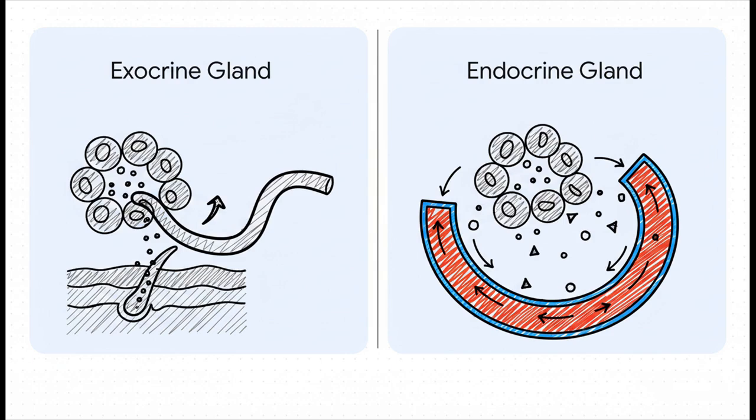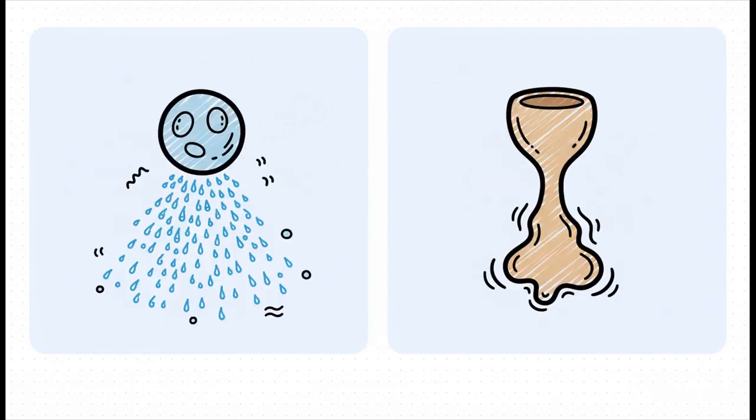Then you have the endocrine glands. These guys are the rebels. They're ductless. They just dump their products, which we call hormones, straight into the bloodstream and let them travel all over the body. Now, focusing on those exocrine glands for a sec, they don't all make the same stuff.